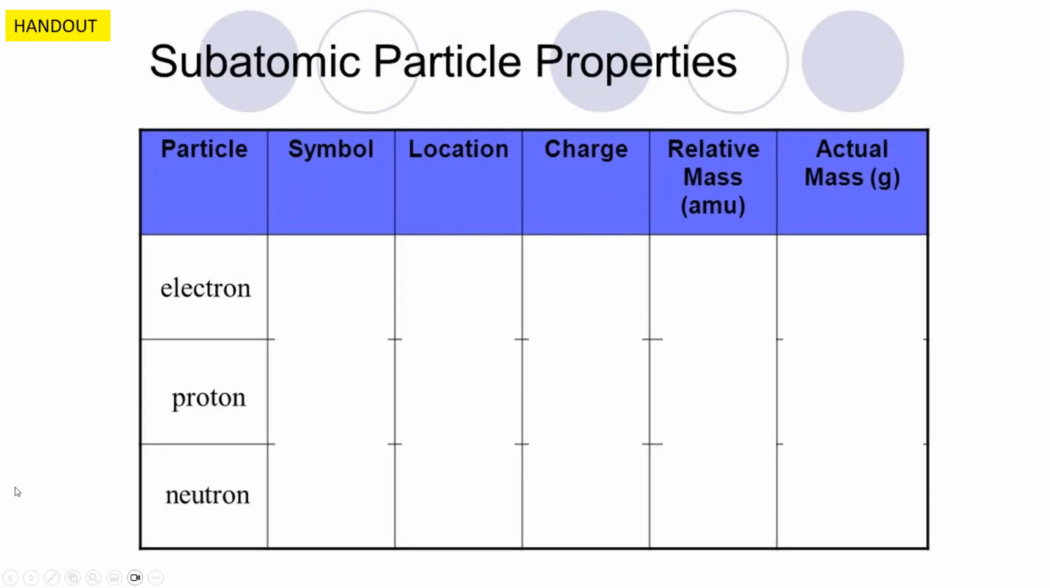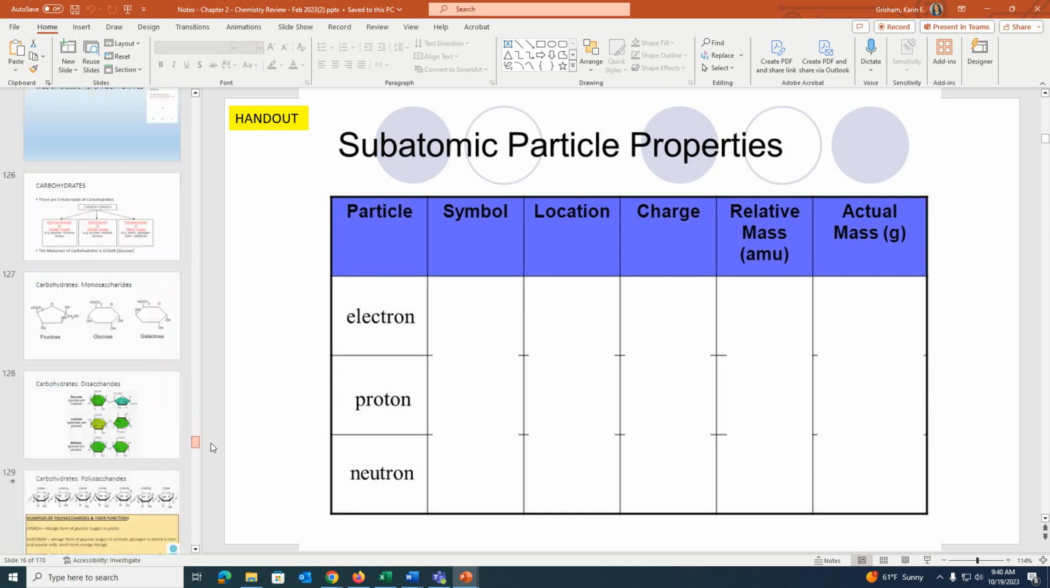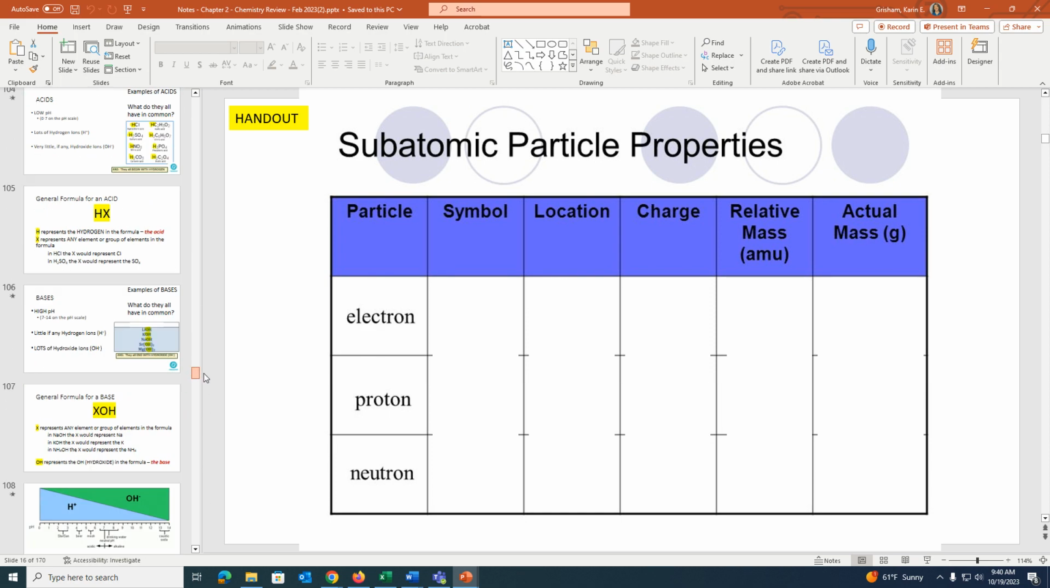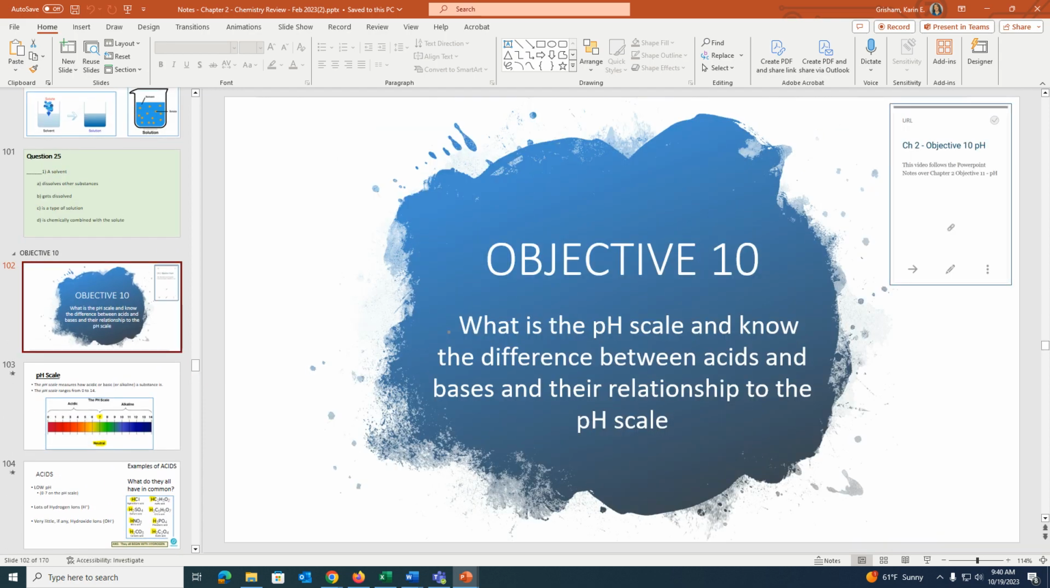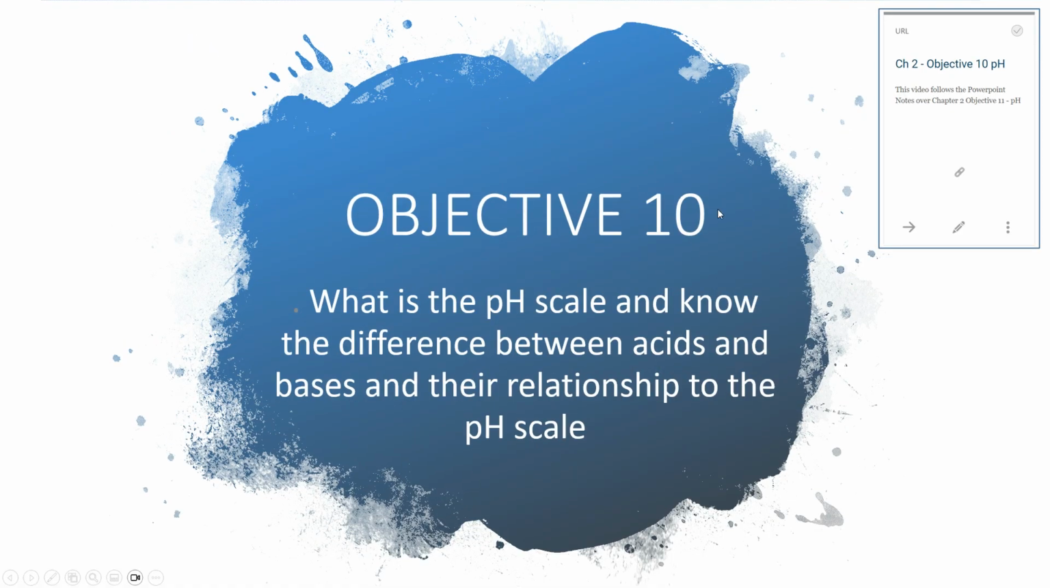So the first one was describe the pH scale. Well, that didn't exactly do what I wanted it to do. Hang on, let me get back to pH. It kind of went somewhere else on me there. There we go. So I'm in the pH scale now, objective 10.